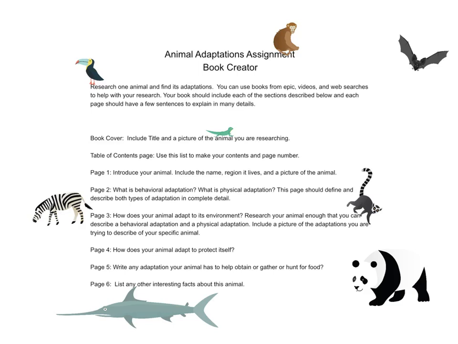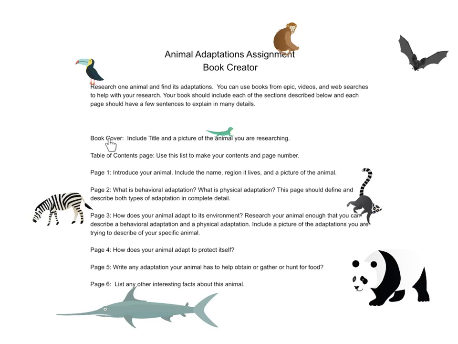Okay, so this is also attached. You can choose any animal, but as long as you follow all the steps here. Research one animal and find its adaptations. So you can use books from Epic, you can use videos, website searches. This will all help with your research. Your book should include each of the sections described below, and each page should have a few sentences to explain.